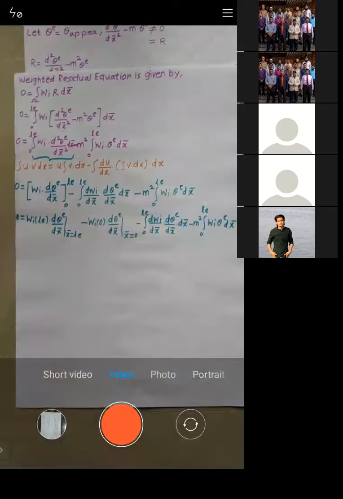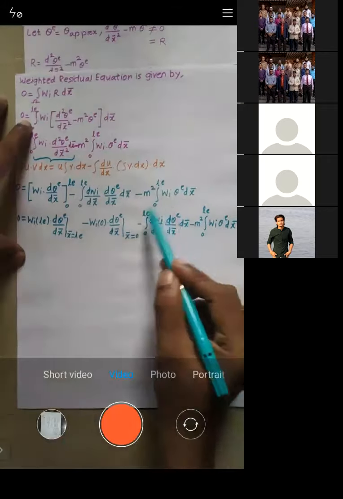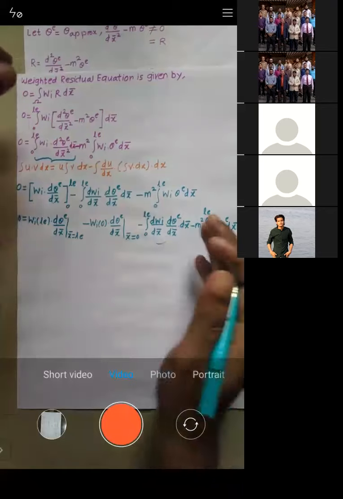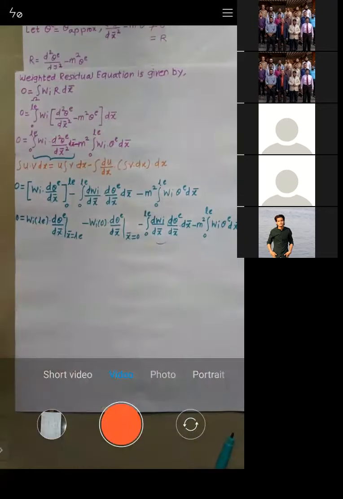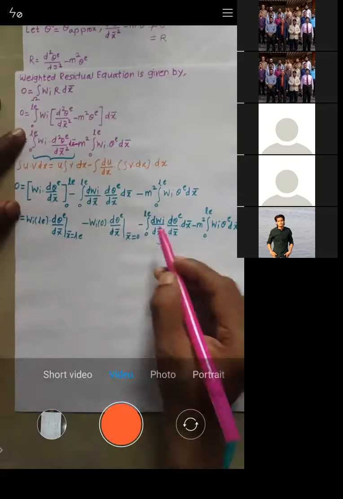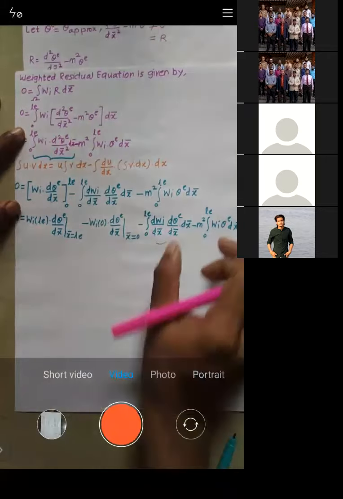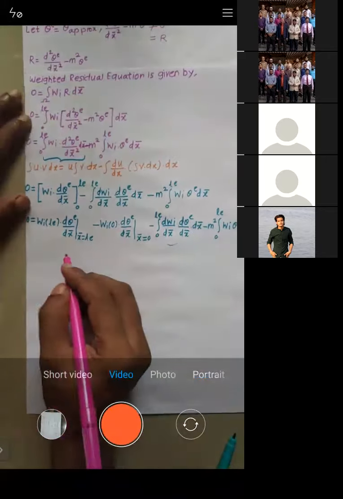Okay, now what we'll do? You can see this term. These two terms we will bring to the left hand side, so they become positive. These two terms, the minus terms, we'll bring to the left hand side, so they become positive.